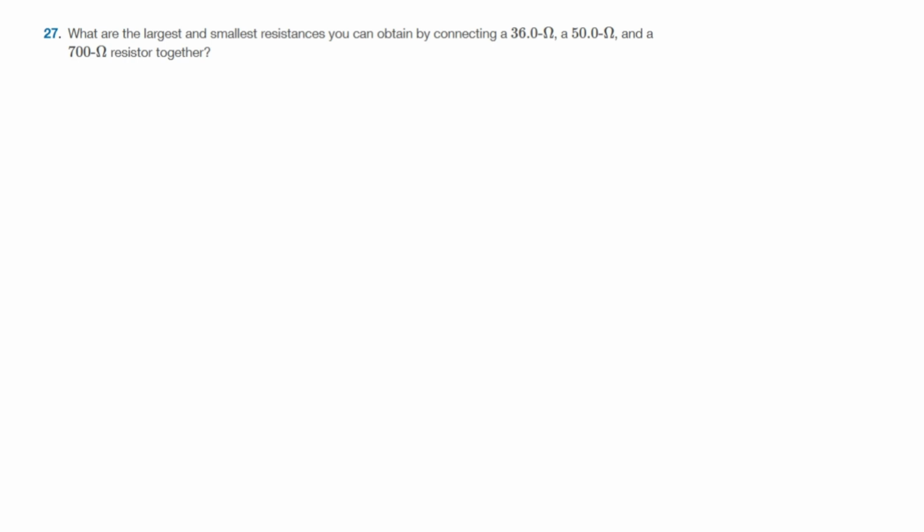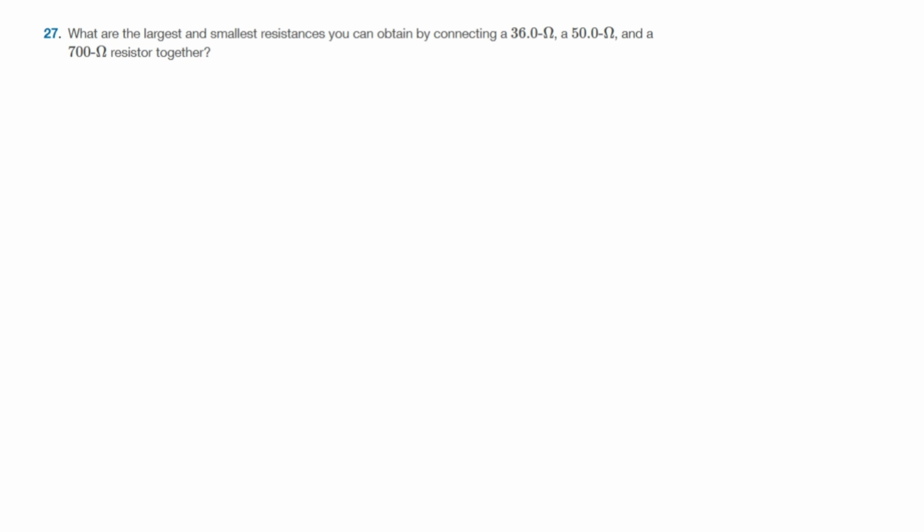Look at this exercise. It says, what are the largest and the smallest resistance you can obtain by connecting 36 ohms, 50 ohms, and a 700 ohm resistors together? So what is the largest resistance? What is the smallest resistance you can obtain by connecting all these resistors together?